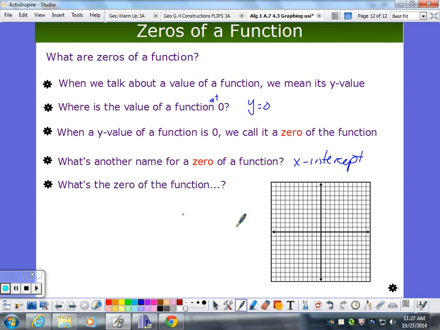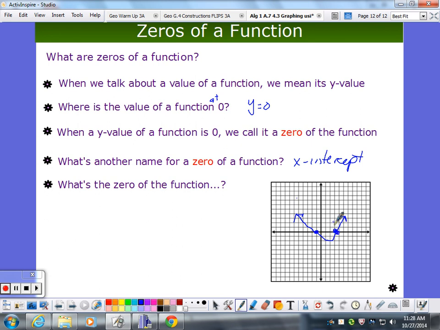Okay? So, for example, if I have a function, what's the zero of this particular function? Well, that's the x-intercept. The zero is at -4, right here. What if I have something like this? We haven't even looked at anything like this. Where are the zeros of this function? Where are they? It's hard to tell, right?